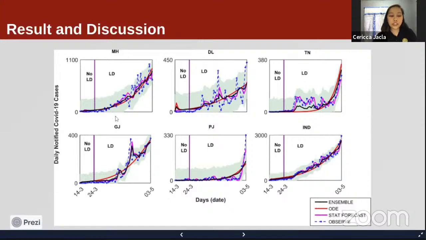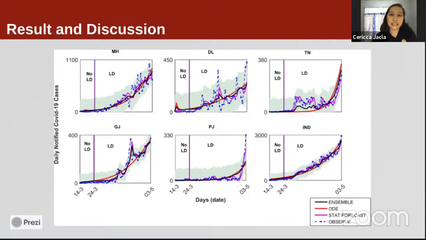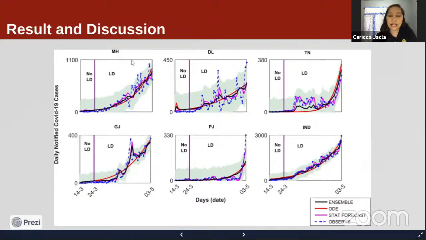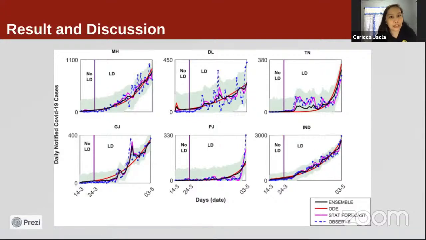And in Punjab, they figured that the best statistical forecast model to use is TBATS. And for the rest, like Maharashtra, Tamil Nadu, and overall India, it is best to use the hybrid model. So the ensemble model plus the best statistical model for that subject performed well in capturing the COVID-19 daily time series trend.